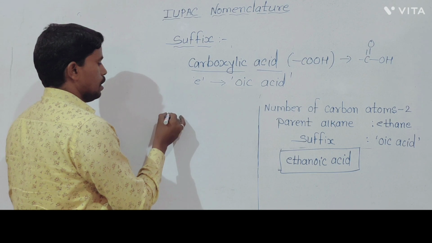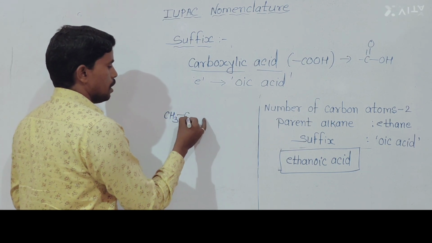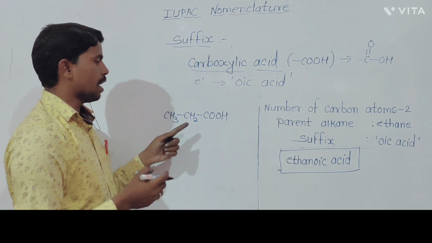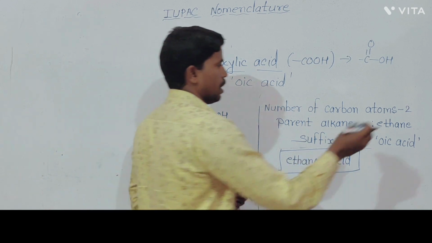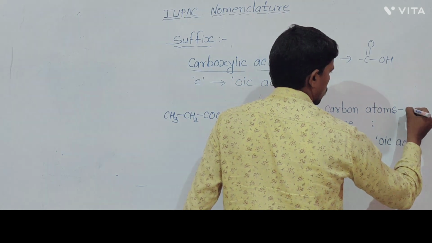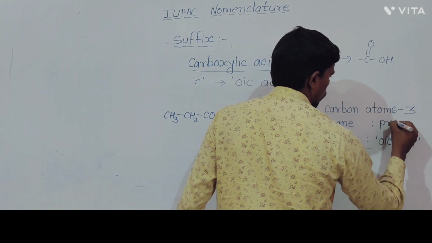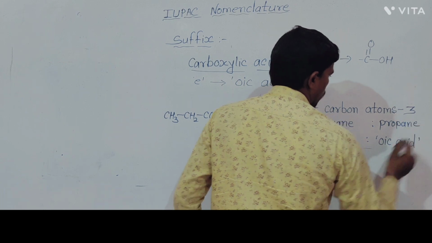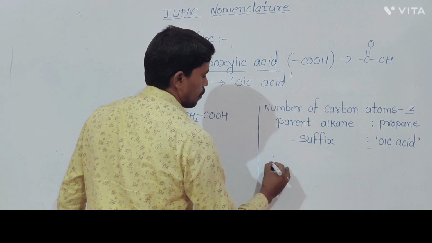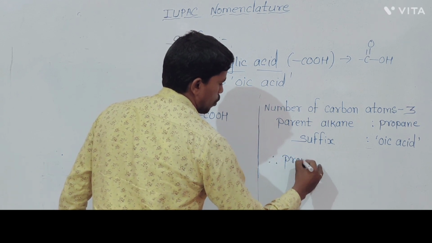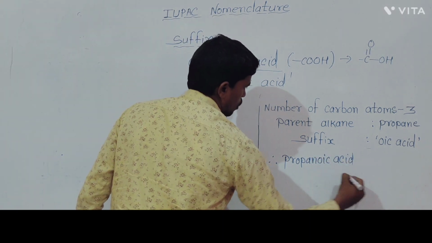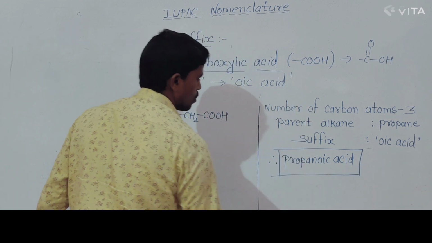That is the CH3CH2COOH. The number of carbon atoms in the chain is 3, and the parent alkane of 3 carbon atoms is propane. And the last E of propane is replaced by OIC acid. Therefore, the name of the given compound becomes propanoic acid. Propanoic acid. This is the name of the given compound.